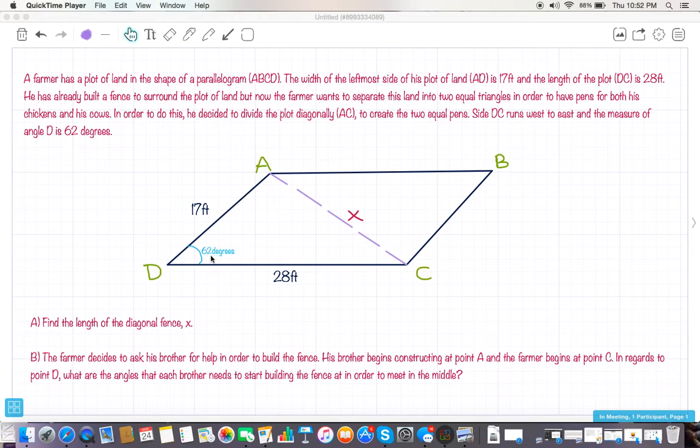He then wants to build a fence that divides the plot of land diagonally, AC, in order to create the two pens. Side DC runs west to east and the measure of angle D is 62 degrees. Part A. Find the length of the diagonal fence X.